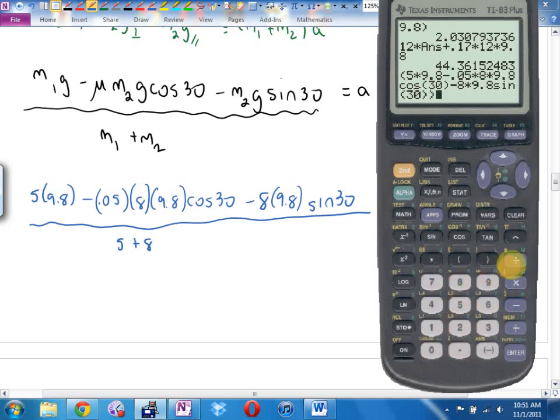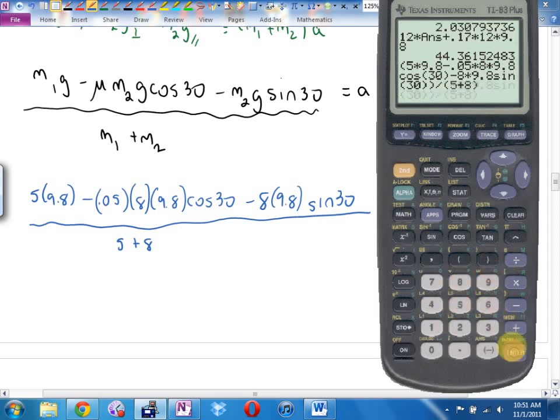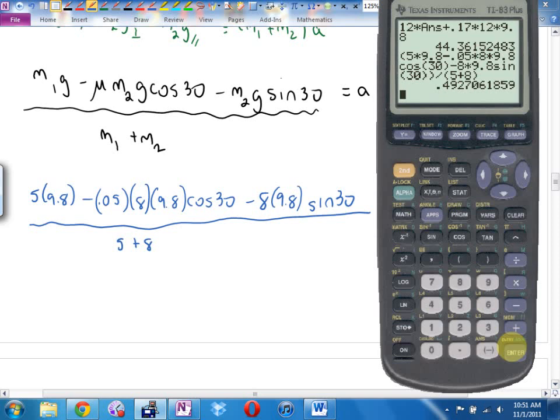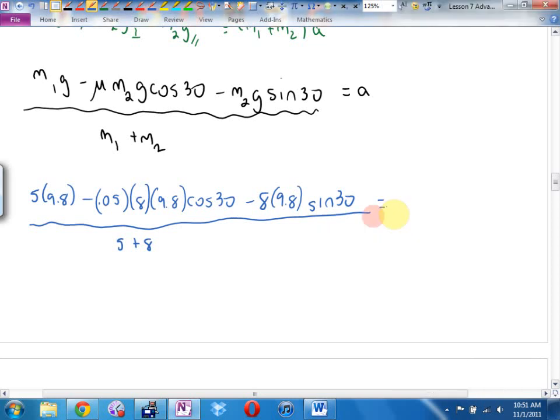Let me double check. 0.49? 0.493 if we go to 3 sig figs. 0.493 meters per second squared. Kara, did we guess right? Yes. Now put your pencils down for a second. Put your pencils down. What if we had guessed wrong?